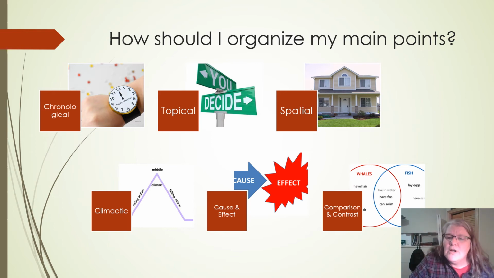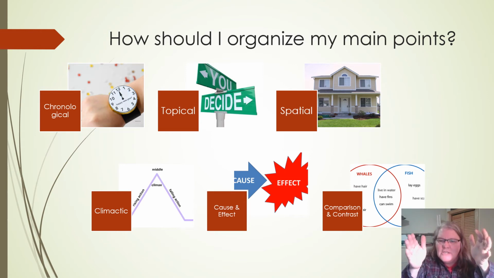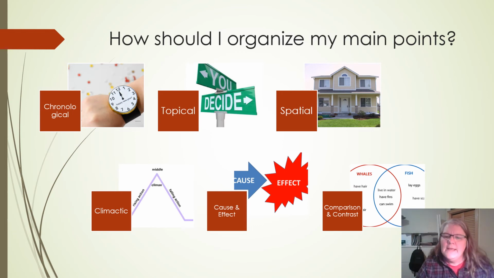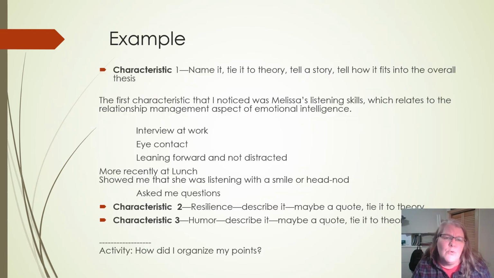You could also do a compare and contrast. Here you can think about Venn diagrams, and you kind of see we're comparing whales and fish. And then in the middle, where the circles overlap, you can see where there is this comparison between the 2. Okay? So you're going to be thinking about how you are going to organize the main points of your informative speech.